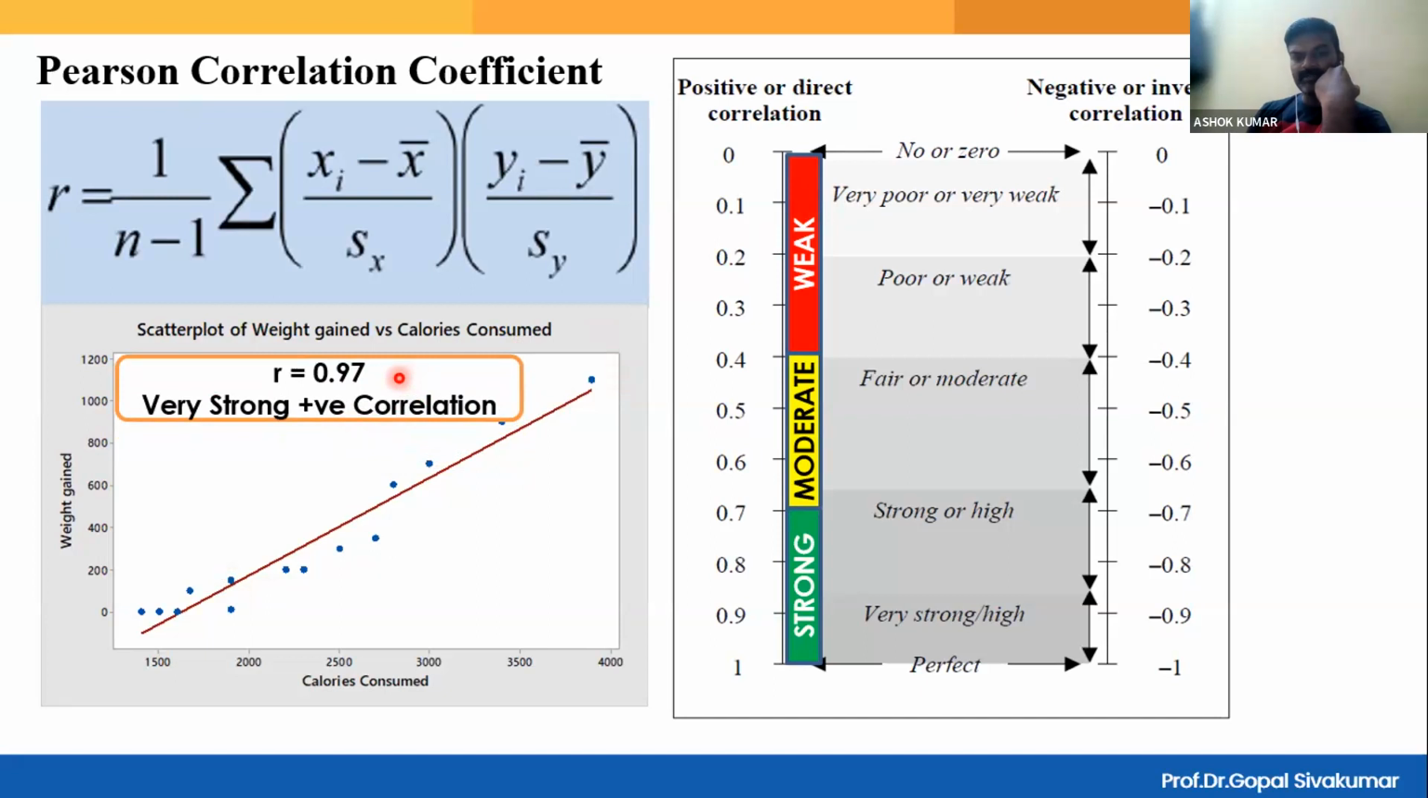Okay, now tell me, what is the relation you are seeing now? Strong, very strong, positive, linear relationship. You are able to use all the words, right? Very strong, positive, and linear. Why do you say linear? Because it looks like an almost straight line.